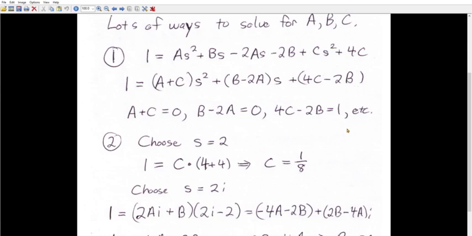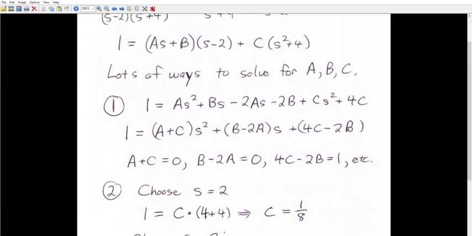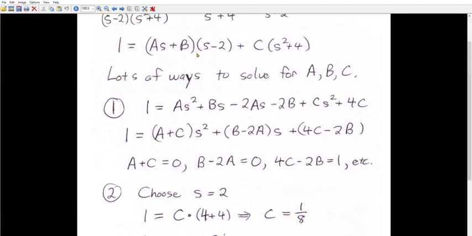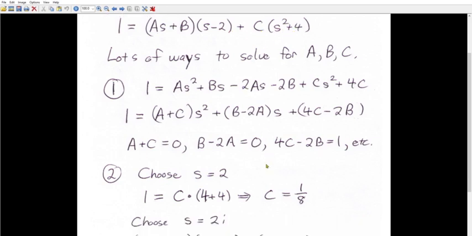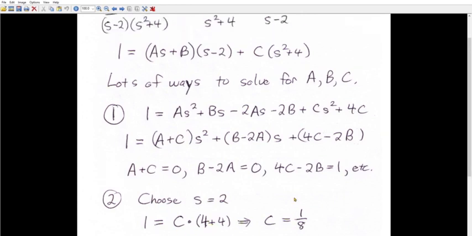Okay, my preferred method is actually to look at this and say, hey, there are some good values I can choose for s. One of the values that I can choose for s is 2. And if we do that, this term vanishes, and we get c times 4 plus 4, which is 8, and c is an eighth.